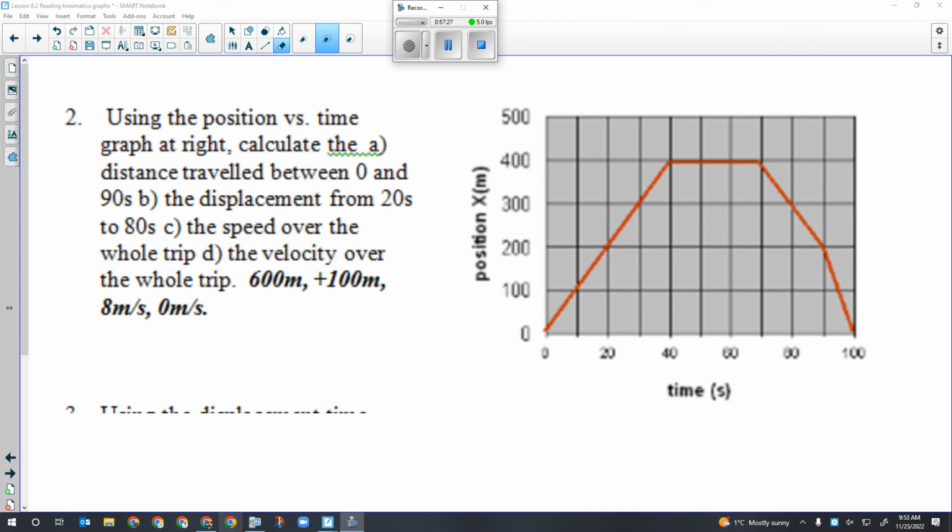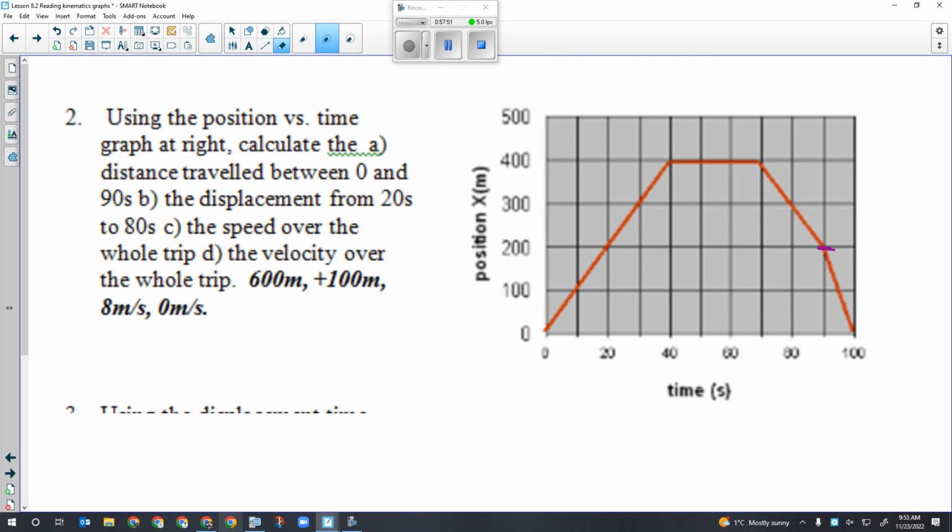Okay, so let's have a look at this one here. The first thing I want to know is the distance traveled. Is distance scalar or vector? It's scalar, so it's not final position minus initial position, because that would imply there's a direction. So in this one, I've got to figure out how far I go in each part of the graph, and then I add them up. But they only want to know to 90 seconds, which I know this is a terrible picture. That's where 90 seconds is right there.